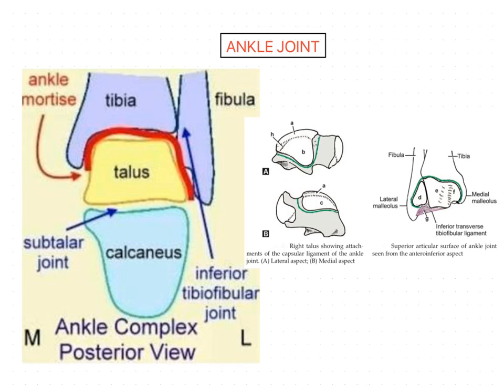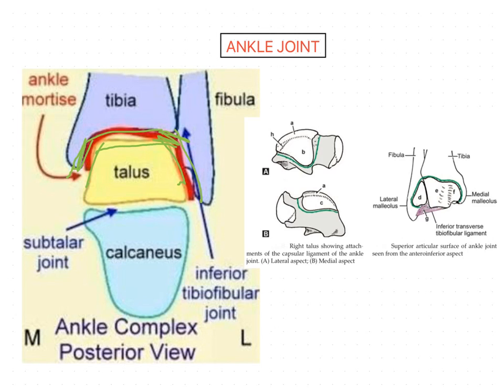The proximal articular surface is formed by the lower end of the tibia, which includes the medial malleolus, and the lateral malleolus of the fibula and the inferior transverse tibiofibular ligament. These structures form the deep socket, and the inferior articular surface is formed by the articular areas on the upper, medial and lateral aspects of the talus.